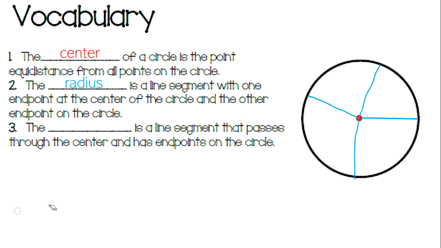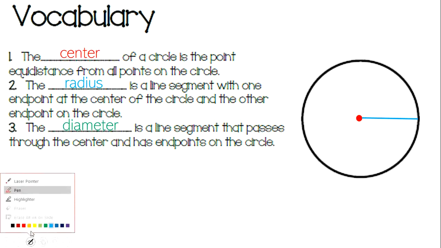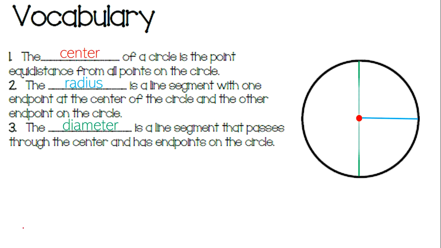And then our last vocab word is diameter. So the diameter is a line segment that passes through the center and has endpoints on both sides of the circle. So the diameter is basically just two radiuses. There's one and there's two. So the diameter is two radiuses long and it goes through the center of the circle.